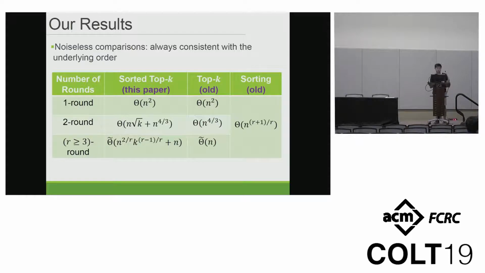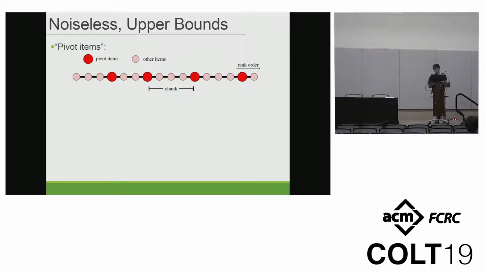Now I'm going to show you some main ideas for obtaining the results for sorted top k. For algorithms, the main idea is to use pivot items. In the first round, we randomly pick some items and compare them to all items. By looking at the comparison results, the entire set is partitioned into chunks of items with consecutive ranks, and we know which item is in which chunk.